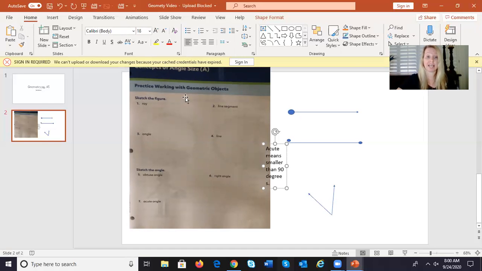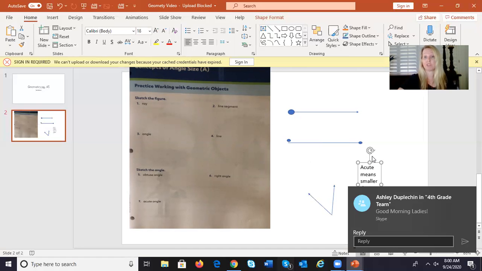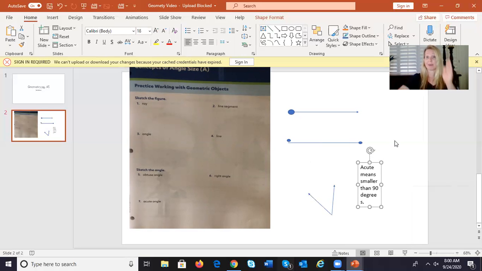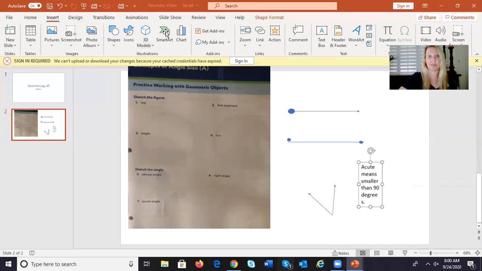Okay, take a look at number 5. Number 5 says obtuse angle. An obtuse angle is going to be larger than 90 degrees. So think about a 90-degree angle or a right angle is going to look like a perfect L. Okay, so number 6 says right angle. A right angle is going to look like a perfect L.